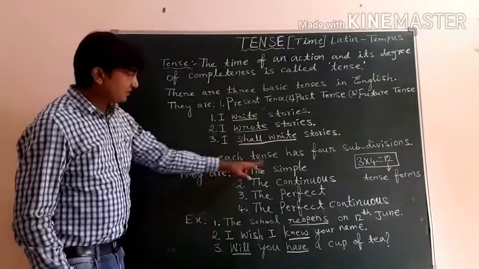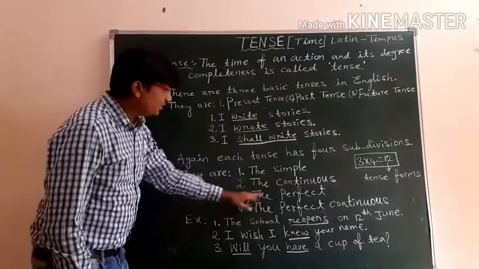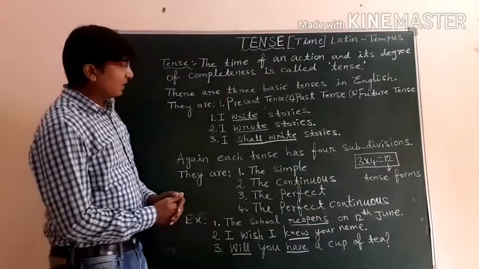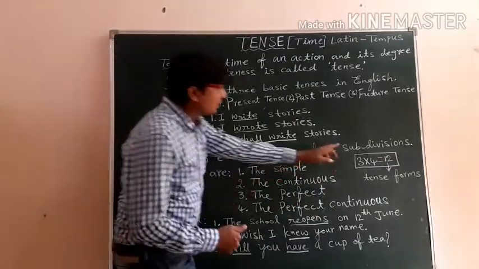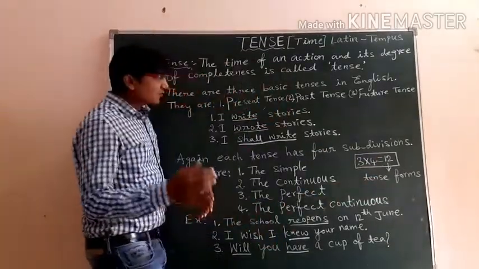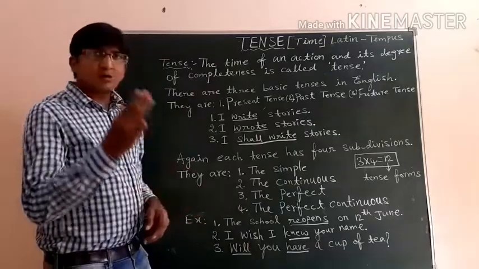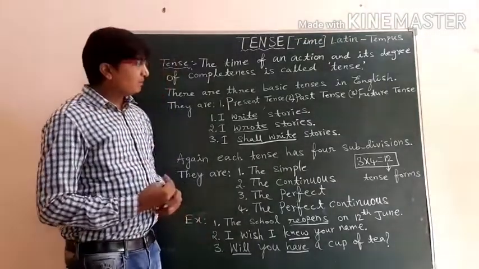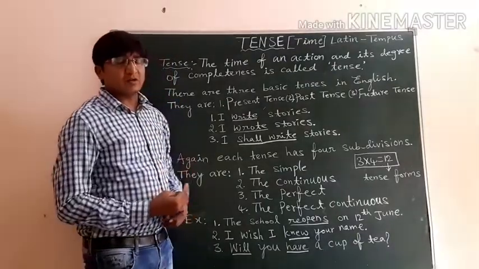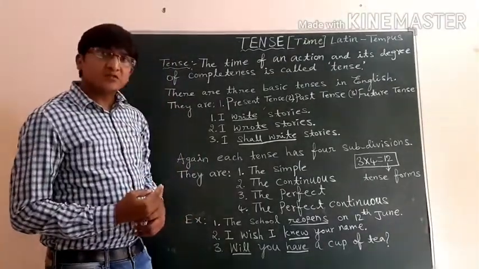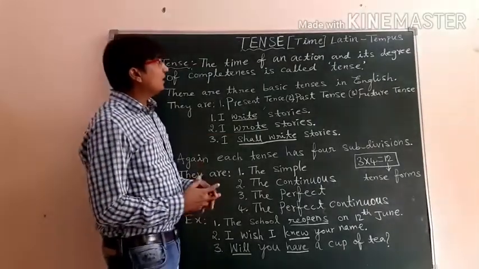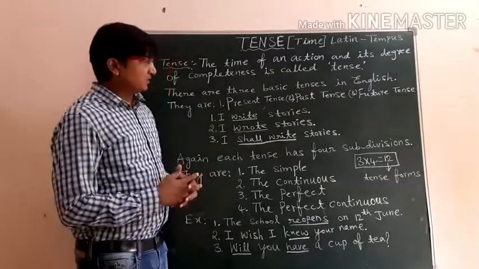They are the simple, the continuous, the perfect, and the perfect continuous. That's why in English we have 3 into 4, 12 tense forms. So try to understand here, there are only 3 tenses in English, but there are 12 tense forms in English. And my dear friends, this topic is very difficult to understand.